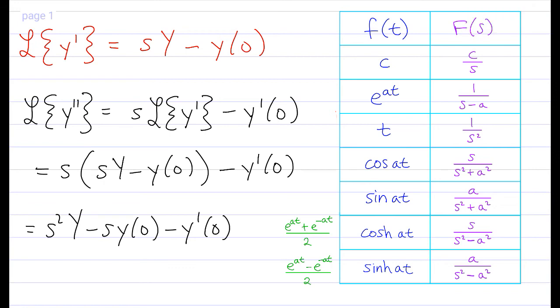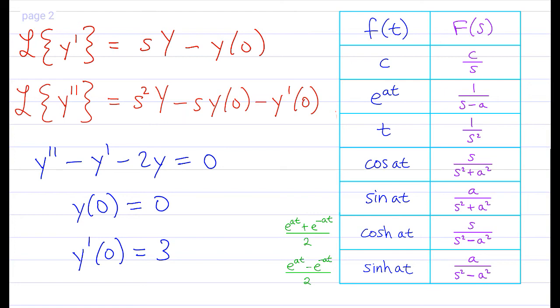There it is. We have a nice new shiny formula for the Laplace transform of the second derivative. And you could continue this process to find the Laplace transform of the third derivative, fourth derivative, etc., etc. All right, let's go on to solving differential equations.